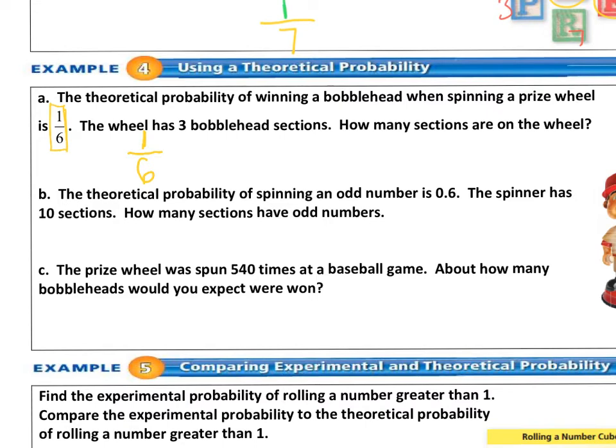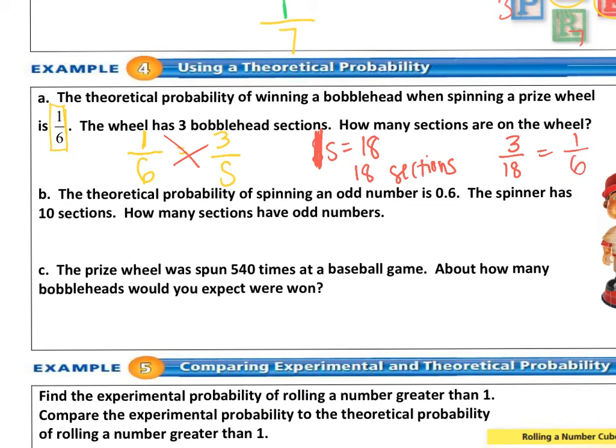So there is 1 bobblehead section, and the total number of sections would be 6. But now it's saying it actually has 3 bobblehead sections. We need to find out how many sections total are on the wheel. So we set up a proportion once again. We can cross multiply and get 1 times s is equal to 6 times 3, so we get 18. So there are 18 sections total. That makes sense because 3 out of 18 is equal to 1/6.